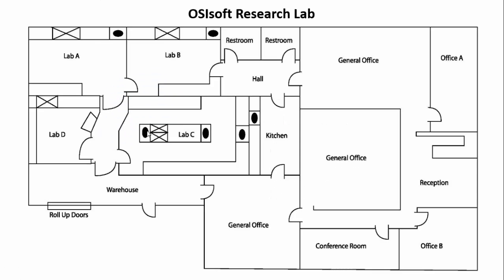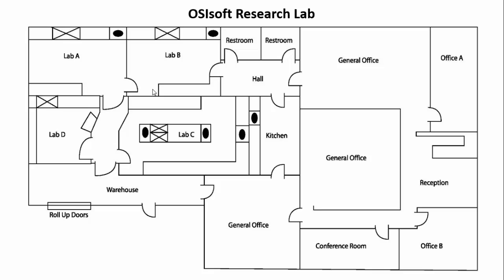Before we begin building things in our AF database, I'd like to give a brief description of the example system we'll be using throughout the course. So here we're going to have our OSIsoft research lab, and we've been tasked with modeling our HVAC system for this lab. And we want to build that model in such a way that we can monitor all the equipment for our lab that's related to the HVAC system, and also be able to monitor energy usage and costs at various levels.